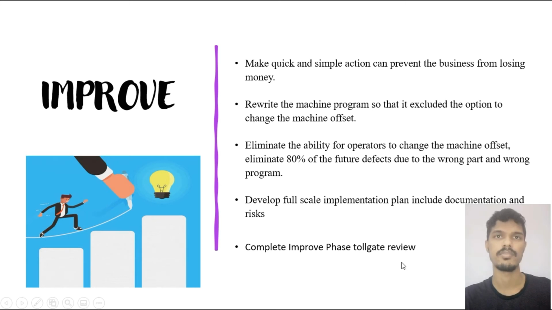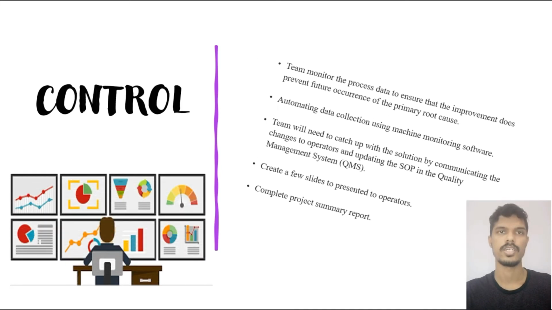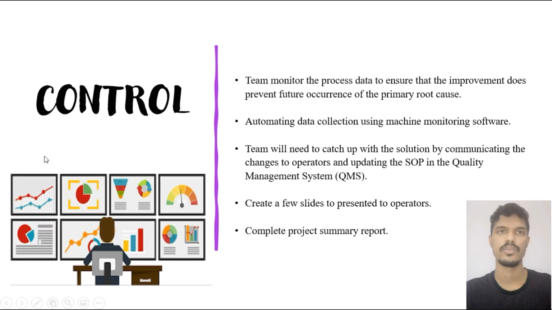Then they develop a full-scale implementation plan, including documentation and training. With this, the improve phase review is completed. Okay, for the next, the control phase, at this point in the project there are only a few steps that remain. The main requirement for the team is to monitor the process data to ensure that the improvement does prevent future occurrence of the primary root cause.